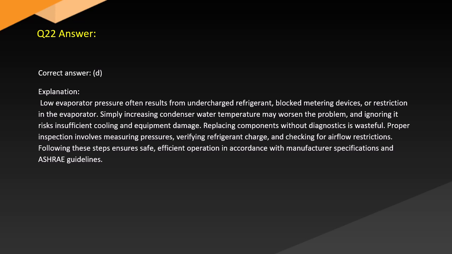Answer. Correct answer, D. Explanation. Low evaporator pressure often results from undercharged refrigerant, blocked metering devices, or restriction in the evaporator. Simply increasing condenser water temperature may worsen the problem, and ignoring it risks insufficient cooling and equipment damage. Replacing components without diagnostics is wasteful. Proper inspection involves measuring pressures, verifying refrigerant charge, and checking for restrictions. Following these steps ensures safe, efficient operation in accordance with manufacturer specifications and ASHRAE guidelines.